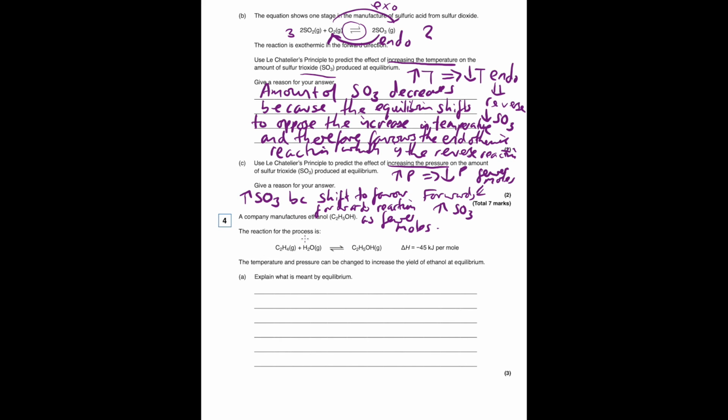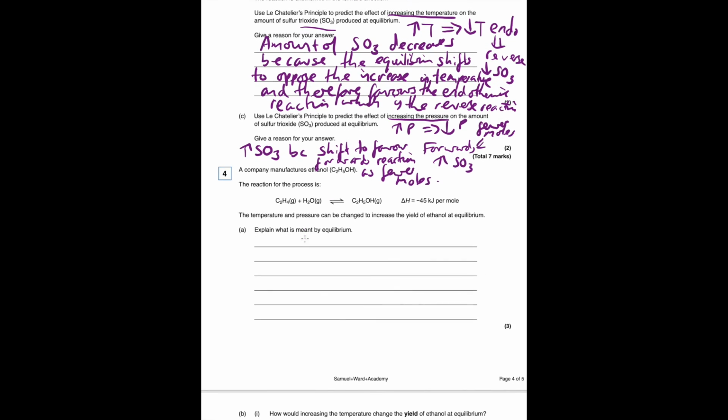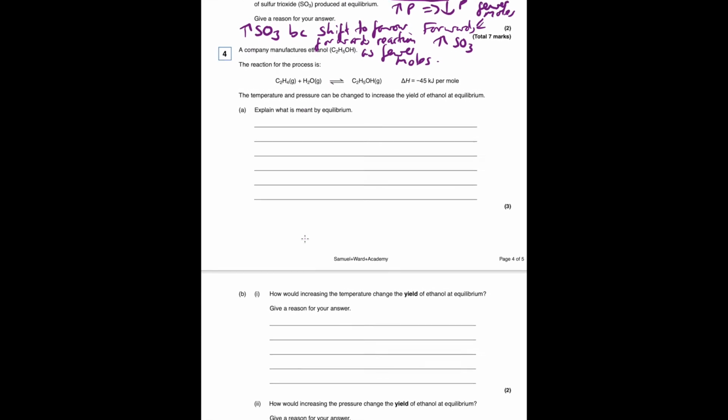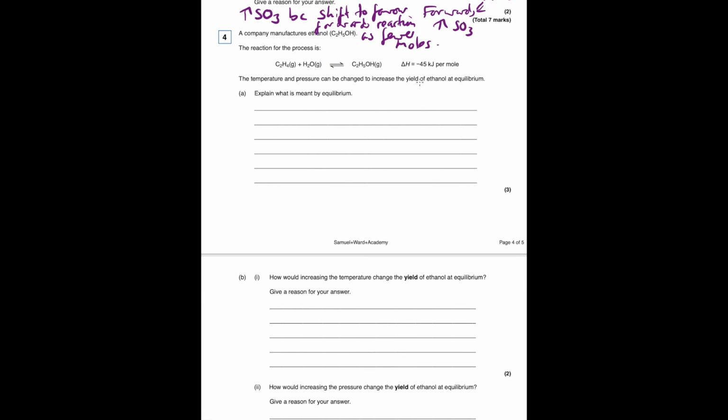Okay, a company manufactures ethanol, and we've got our reaction for that process there. So they've given us the enthalpy change here, so minus 45. Because it's negative, that shows us we've got an energy decrease going from our reactants to our products, and therefore energy is being released to the surroundings, and so it's exothermic for that forwards direction, and therefore our reverse will be an endothermic reaction.